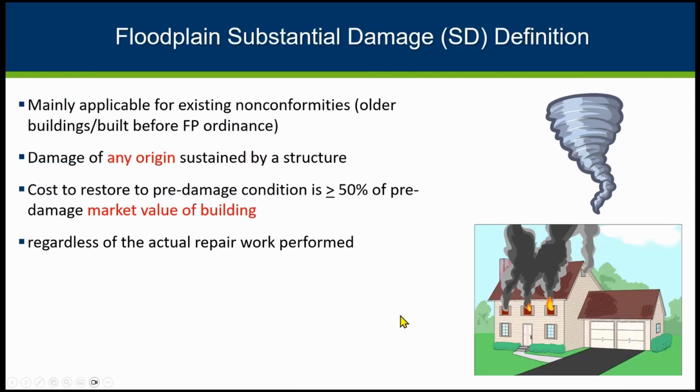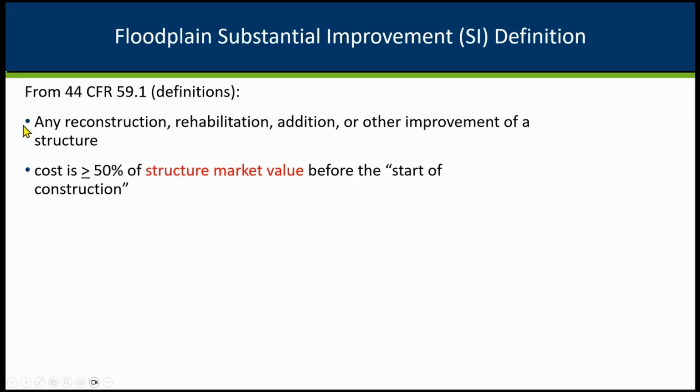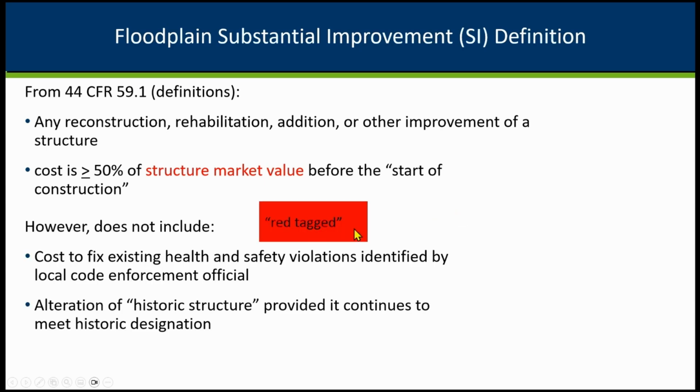I think I showed this earlier, just a reminder of what substantial damage definition is. Substantial improvement is similar, but they're looking at reconstruction, rehabilitation, additions, or other improvements. And they're looking at what was the building's market value before the start of the damage and the improvements. They don't include anything that was red tagged. If it was tagged by a local official ahead of time, they can't do improvements and say, oh, well, I had these existing health and safety violations. It has to have been identified by a government official.